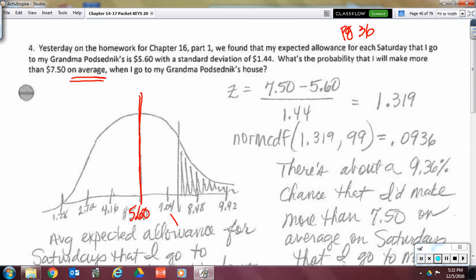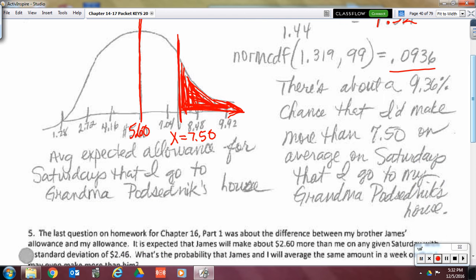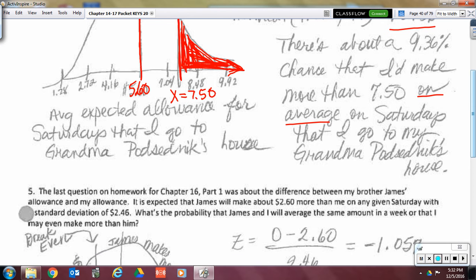So my x value is $7.50. I'm going to find my z-score: x minus the mean over the standard deviation, and I get a z-score of 1.32. To find the probability of getting that much or more from my grandmother Podsednik, I use normalcdf from that z-score of 1.32 to 99. That gives me 0.0936. So there's about a 9.36% chance that I'd make more than $7.50 on average on the Saturdays that I go to my grandmother Podsednik's house. So not real likely. Maybe sometimes, but not crazy.